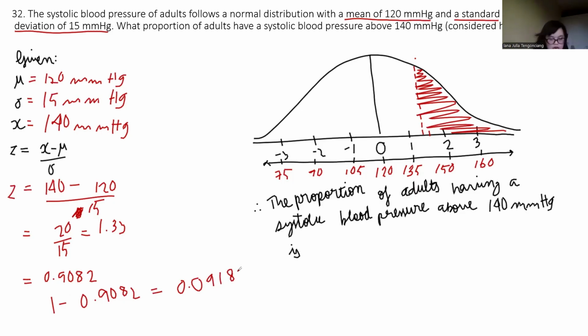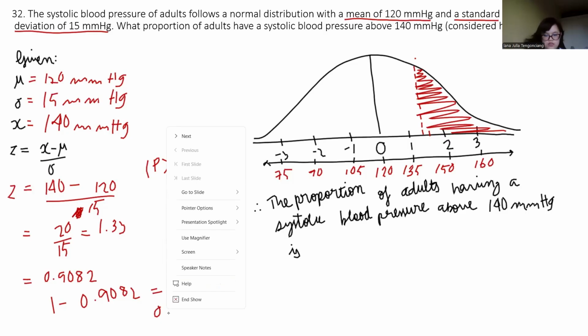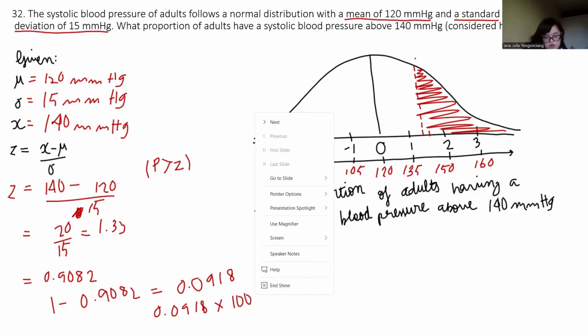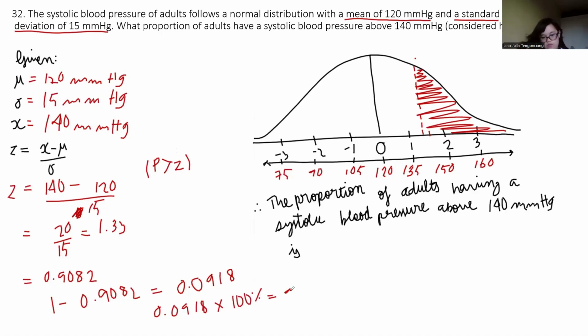0.0918. Okay? So we need a percentage. We need a percentage, right? So it's 0.0918 times 100%, which is equal to 9.18%. So the proportion of adults having a systolic blood pressure above 140 millimeters of mercury is 9.18%. That is the proportion.